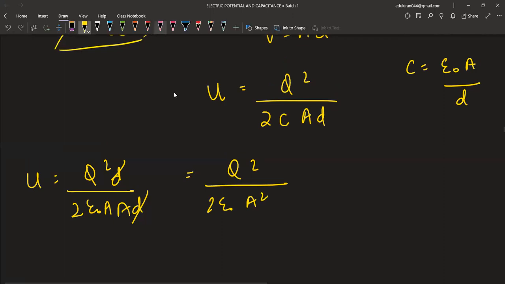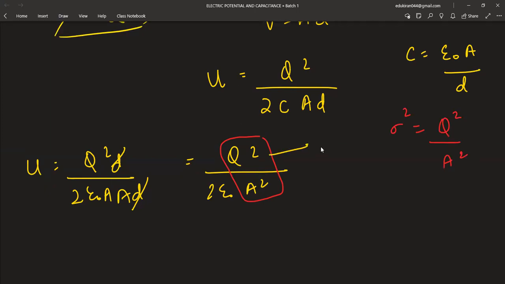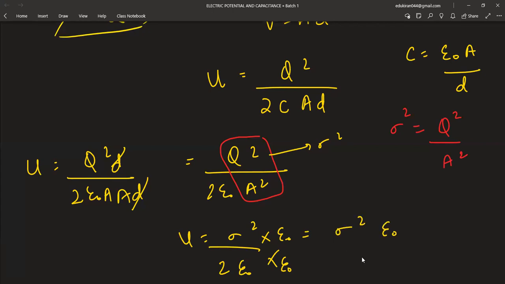Class, see one thing. Look at this. Sigma is equal to Q by A. So sigma square would be Q square by A square. So I can replace this entire term with sigma square. So finally, this will become sigma square by 2 epsilon naught. Let me just multiply and divide it by epsilon naught. So what I'll have is sigma square epsilon naught divided by 2 epsilon naught square, right?